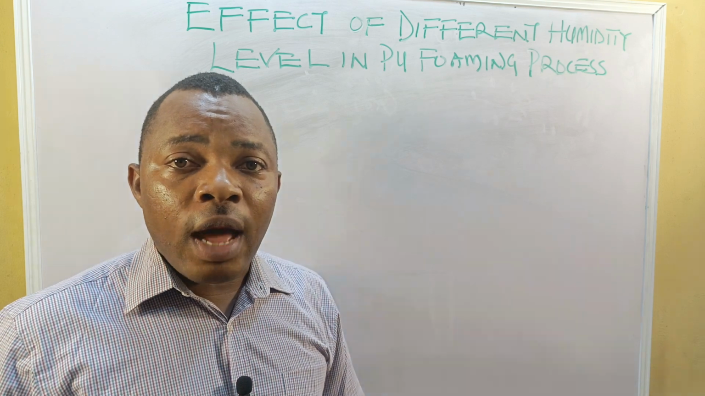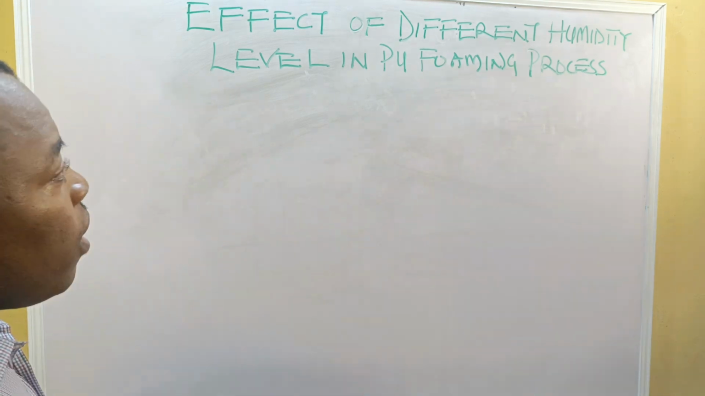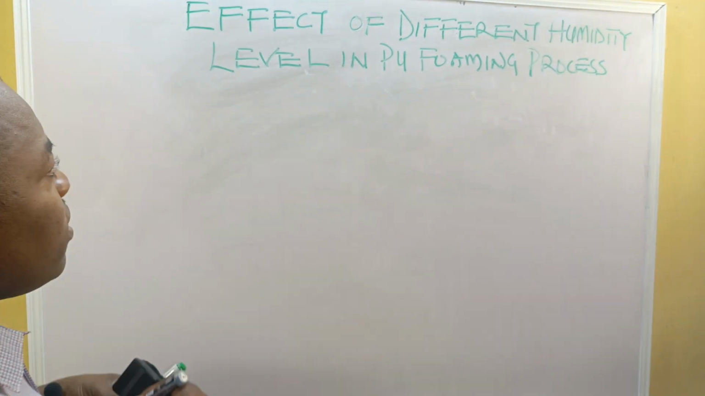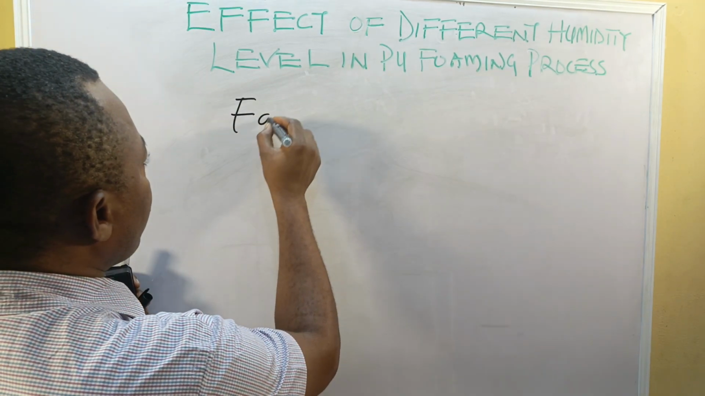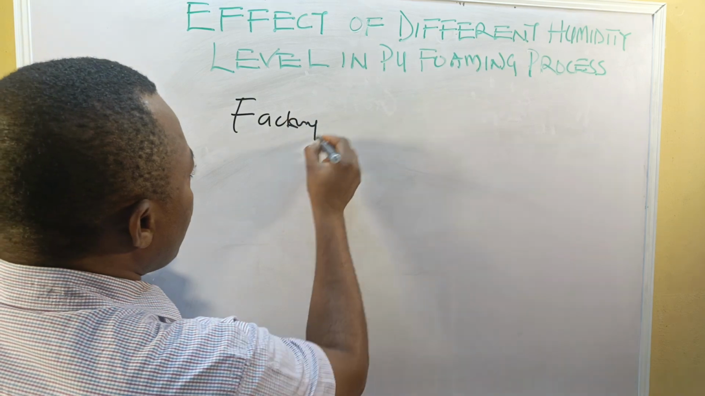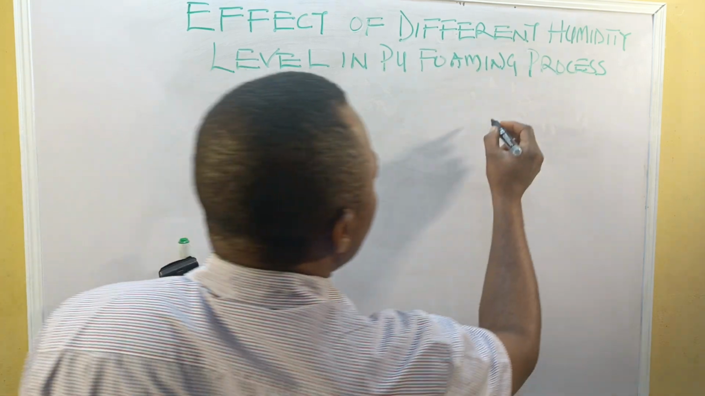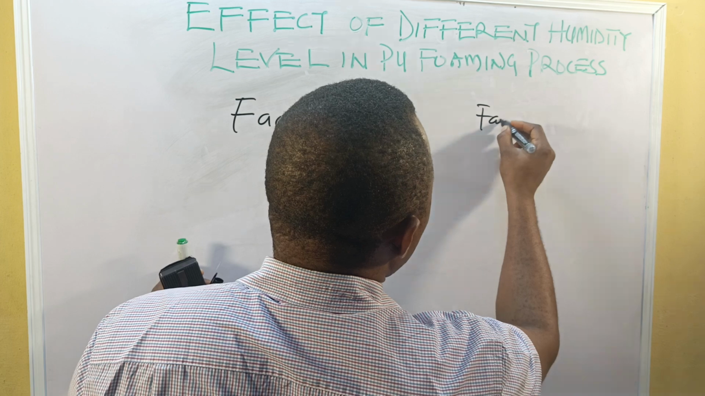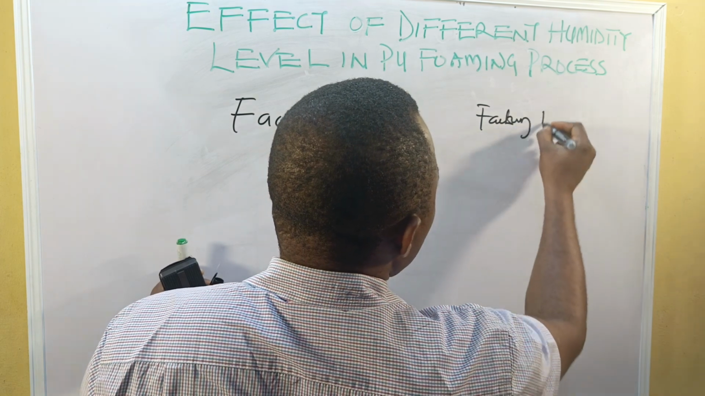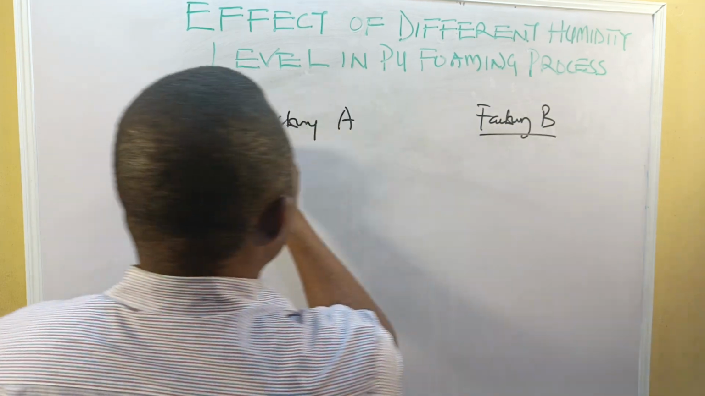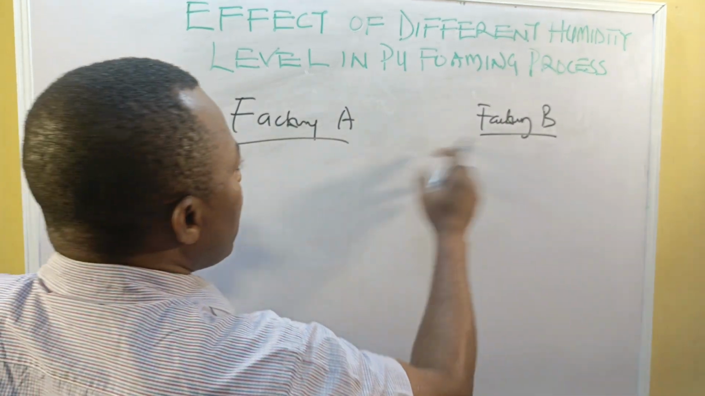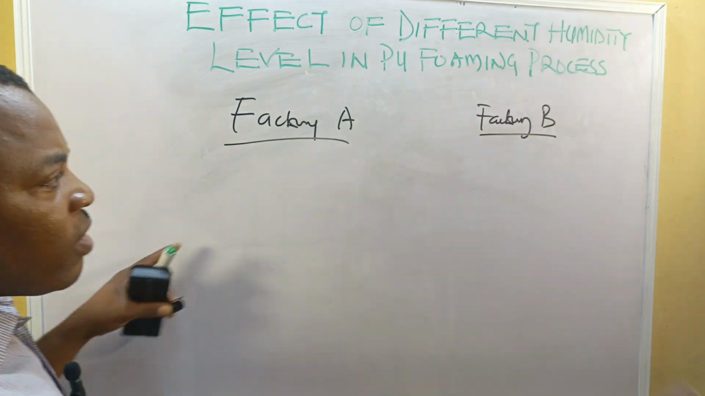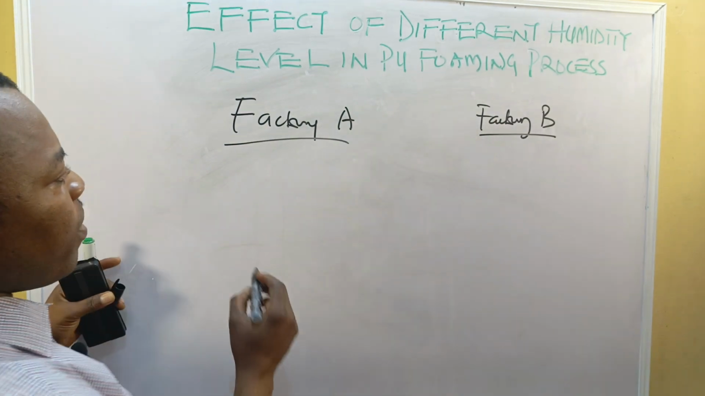Let me tell you something that will shock you. Look at somebody in factory A. Let's say this is somebody in factory A. This is another person in another factory. Let's call this factory B. Let's now assume A and B are operating in different environments.